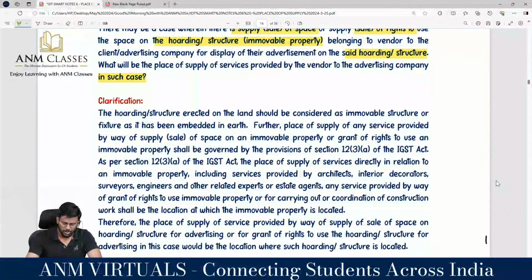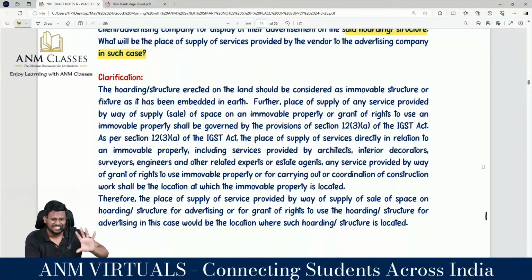This is a clarification. The hoarding or structure erected on land should be considered as a structure or fixture, as it has been embedded in the earth.